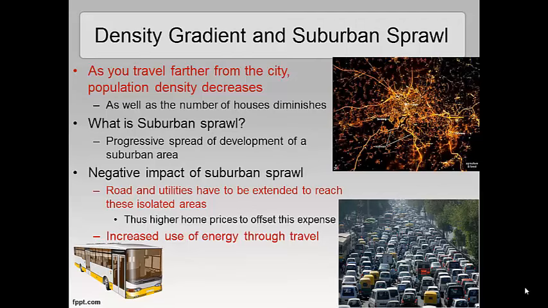So, for example, road and utility systems, well, they have to be extended all the way out to reach these now isolated areas from the city. What happens is it causes higher home prices, right, that offset this expense. So actually when you pay for a home in the suburbs, this is the reason why it's a little more expensive than, let's say, somewhere closer to the city. Also, there's increased use of energy, specifically through gas, aka through travel, specifically, cars using up more gasoline, and so forth.